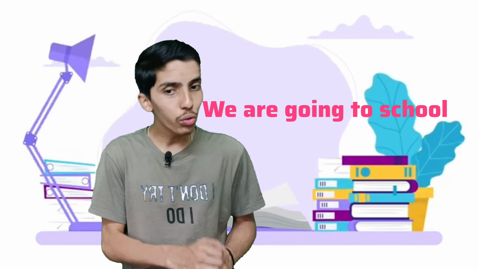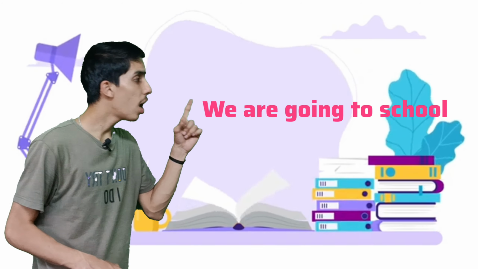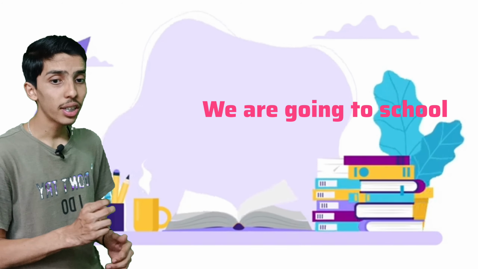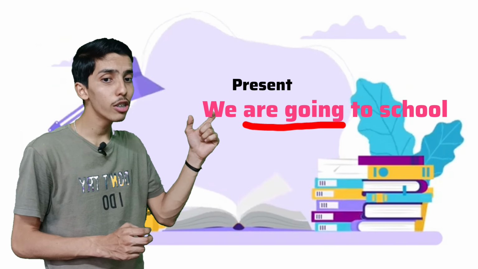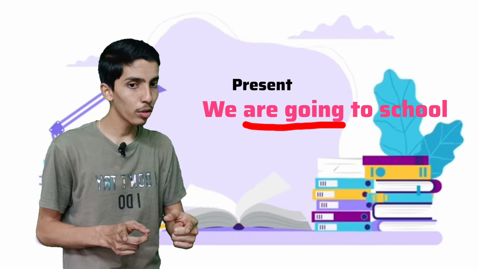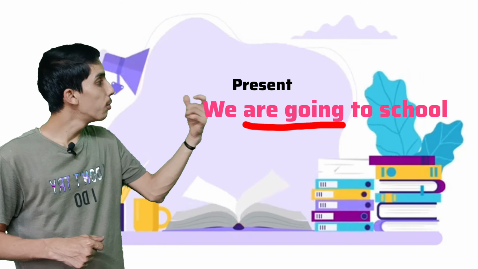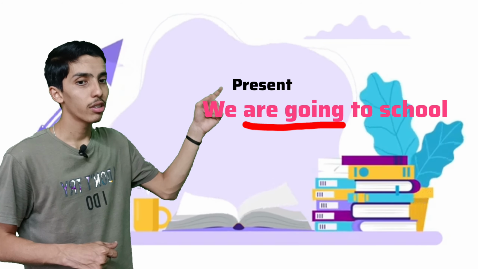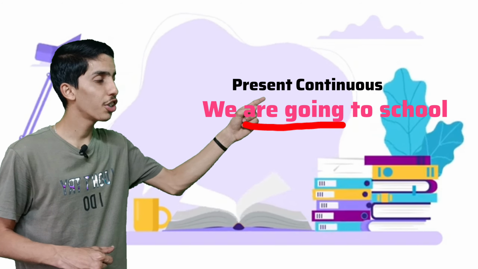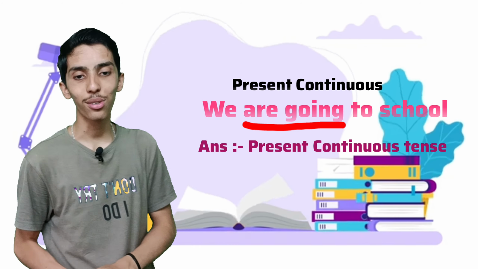The second example. We are going to school. Here, the helping verb is are. Are is in the helping verb chart, right? Are is a present. So go in, whenever there is ing, present plus continuous, present continuous.